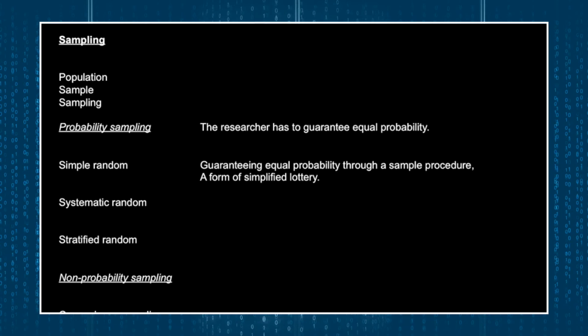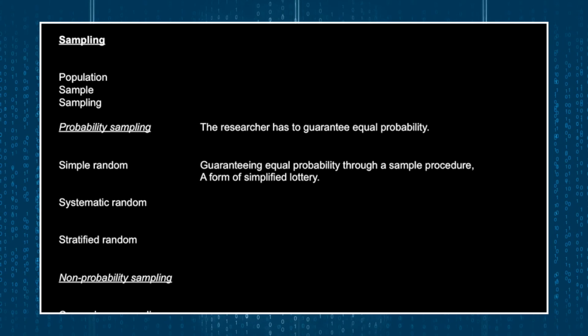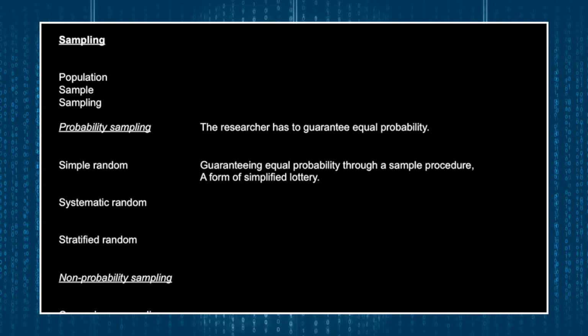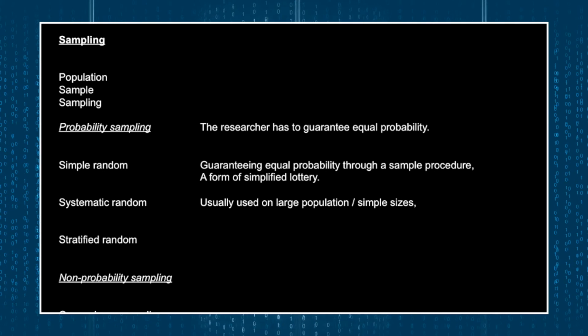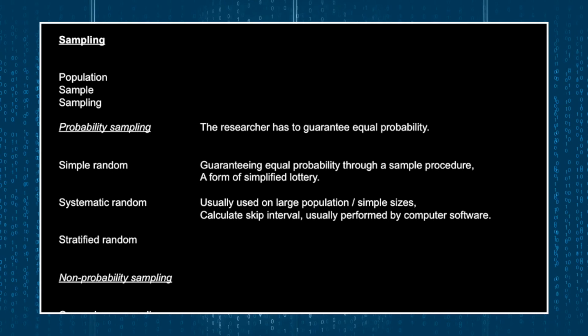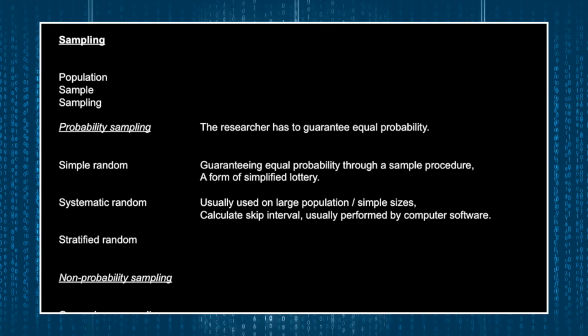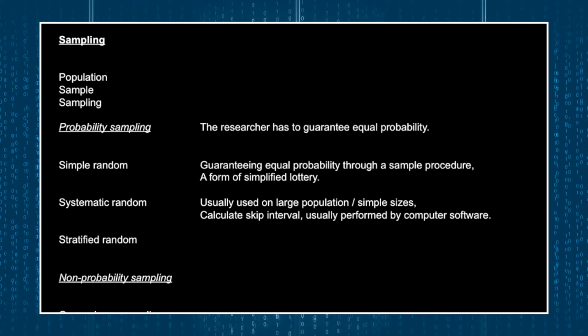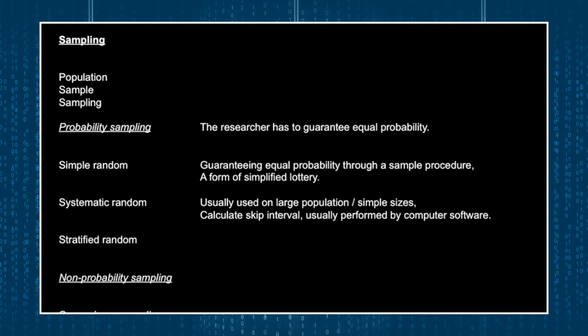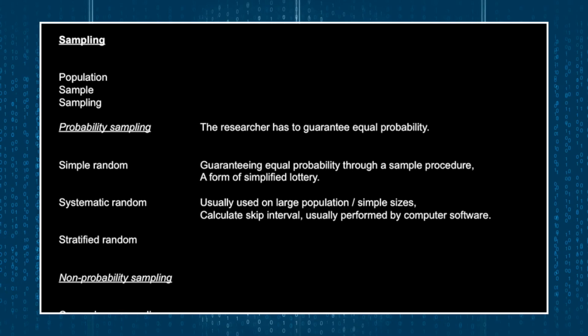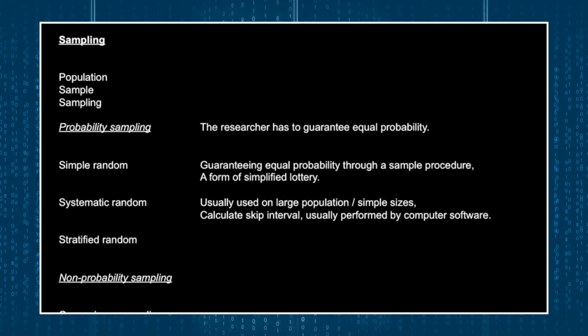The second is systematic random. This procedure says that we take the population size and divide it by the desired sample size. As such, we calculate the skip interval. We pick a random starting point from within the population, skip the number of subjects identified through the skip interval, and pick the next subject. Mathematically, after we have run through the entire population, we would have selected the sample size that we desire.